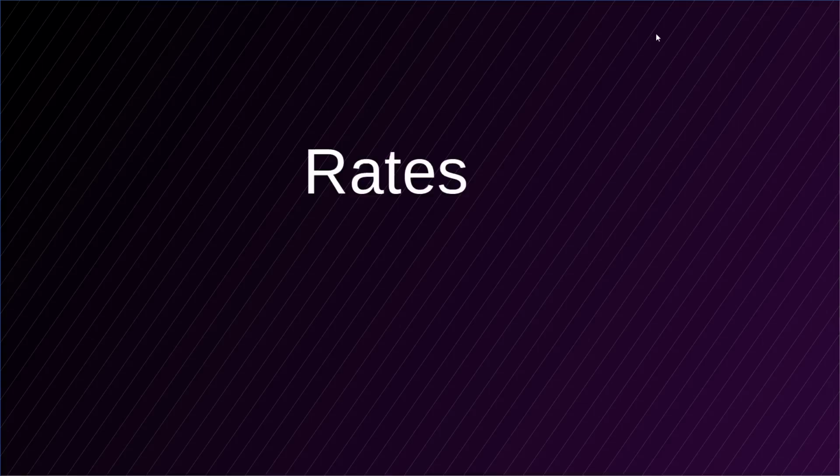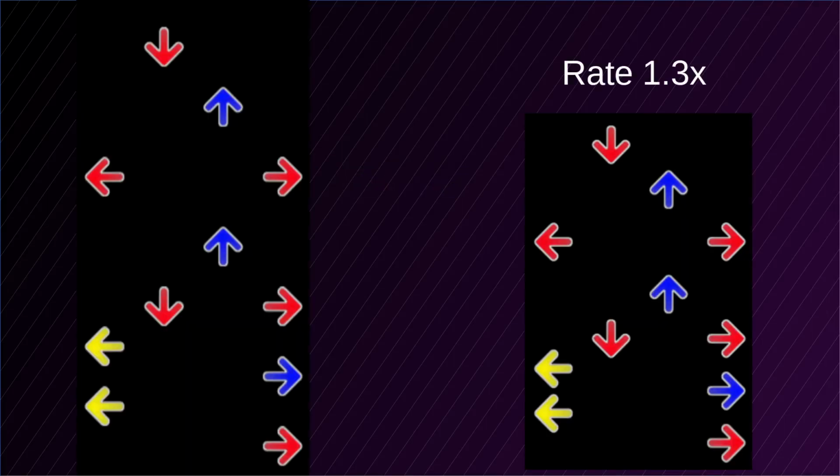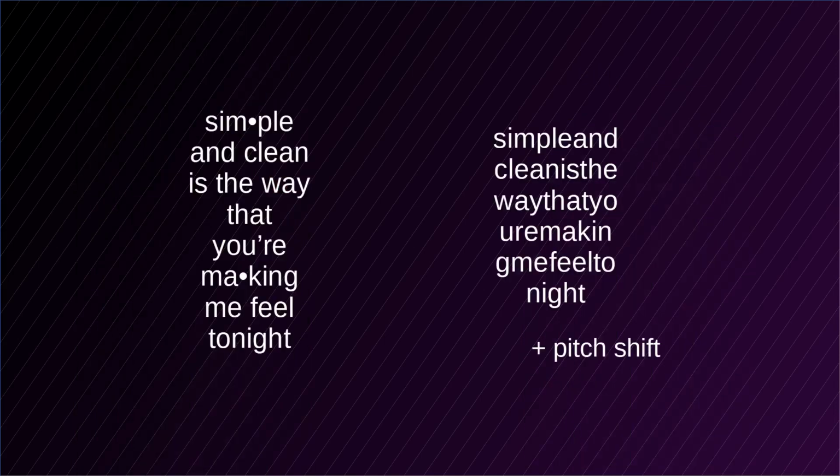I've implemented a common feature of PC-based rhythm games called rates. Rates let a player play a song faster or slower. It's a bit of a niche feature because songs tend to sound worse when you change their playback speed.